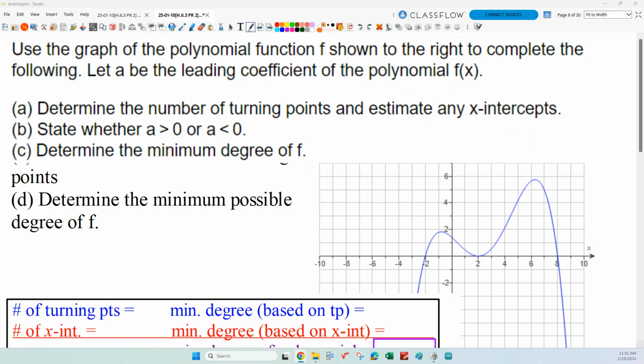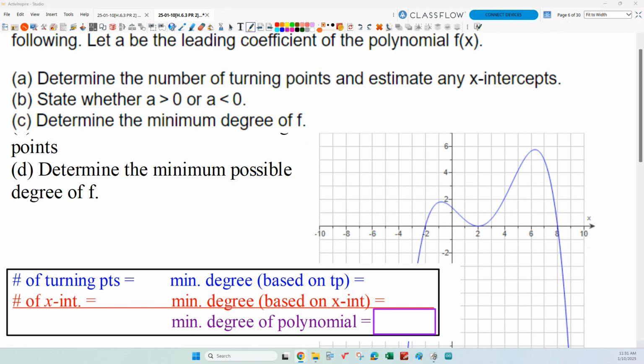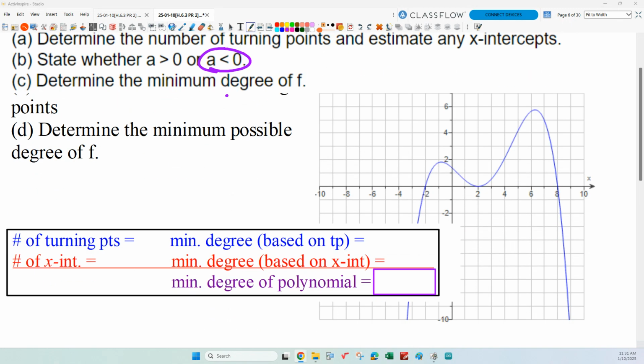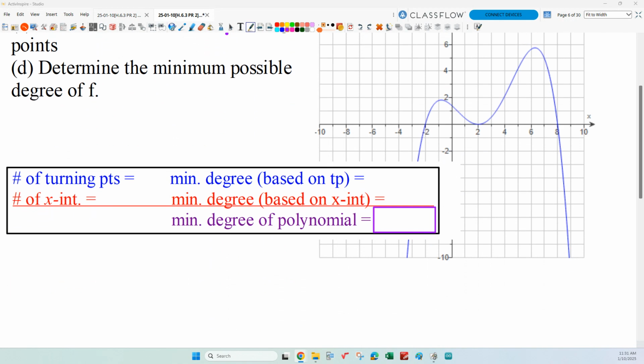Let's try it again here. Positive or negative leading coefficient? Negative. It's negative even behavior, isn't it? Okay. How many turning points do we have? Show me the fingers here. Looks like 3. Good. 3 turning points, which predicts a minimum degree of 4.